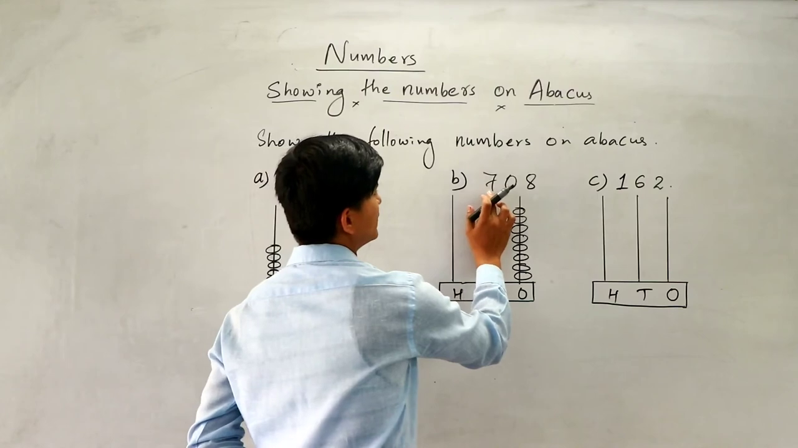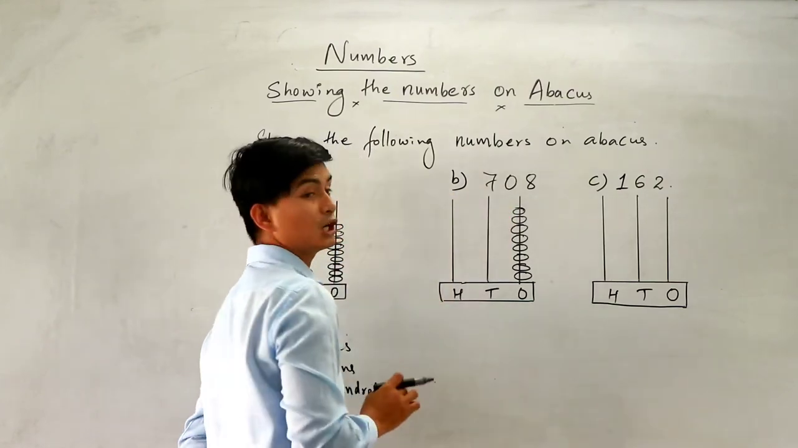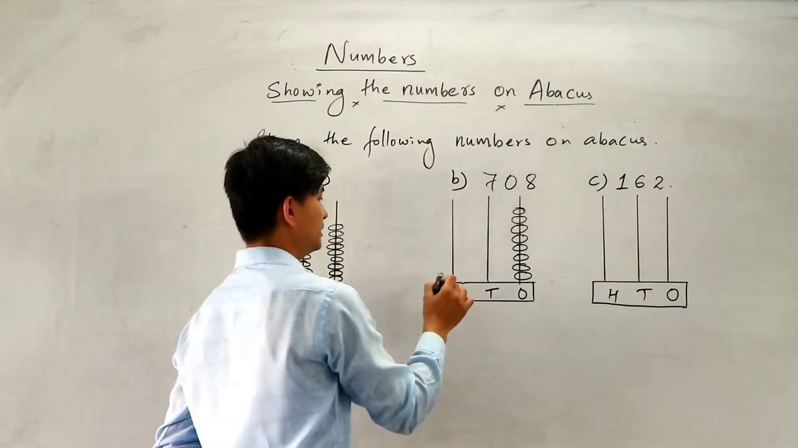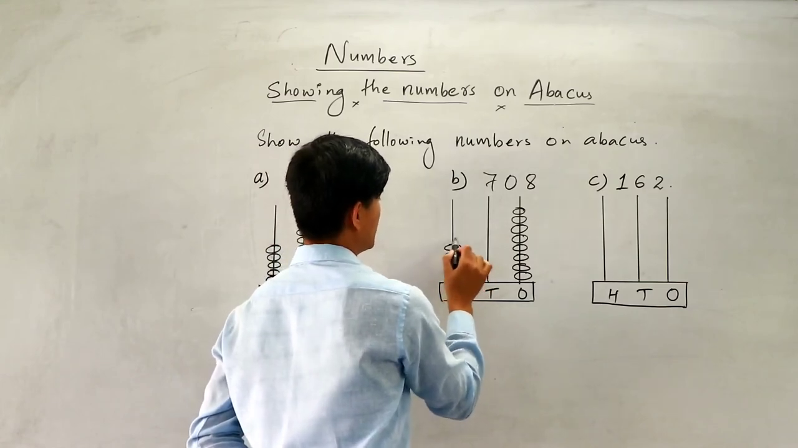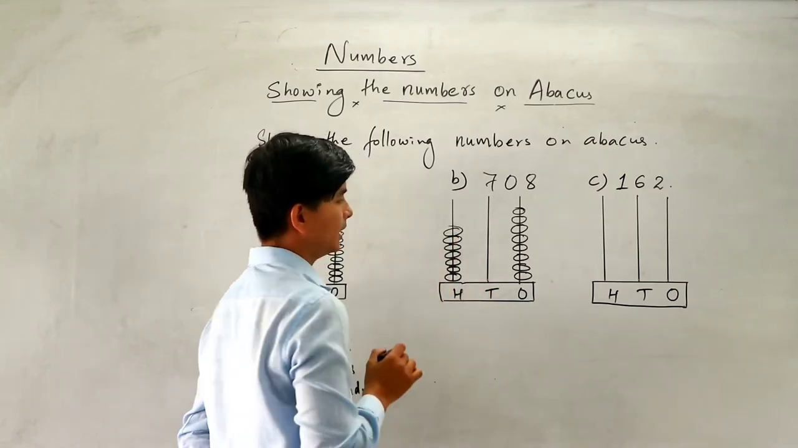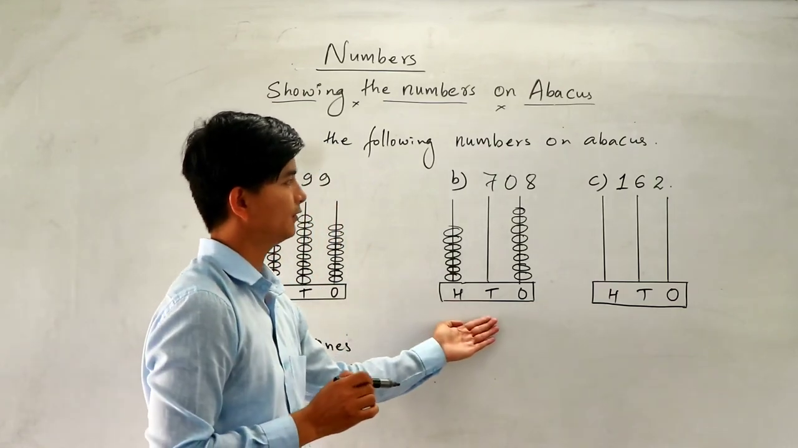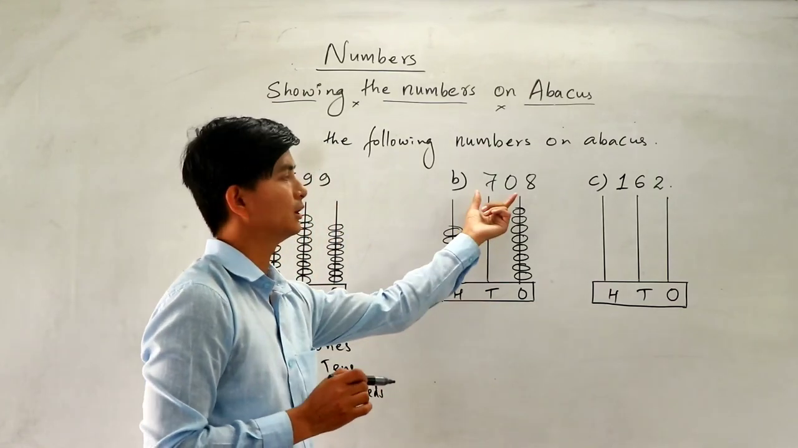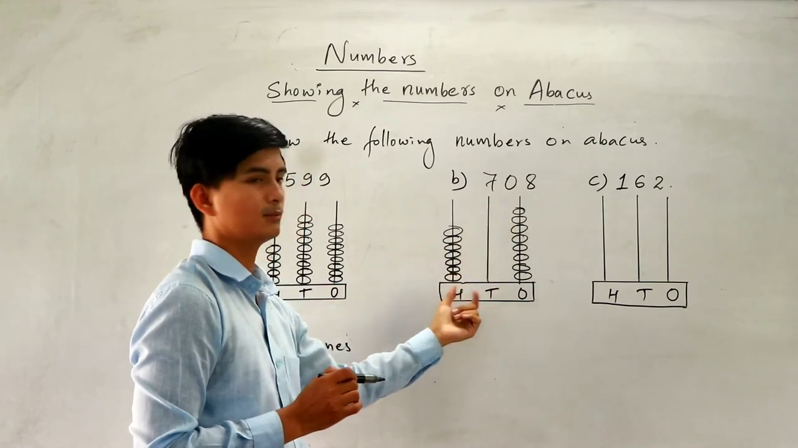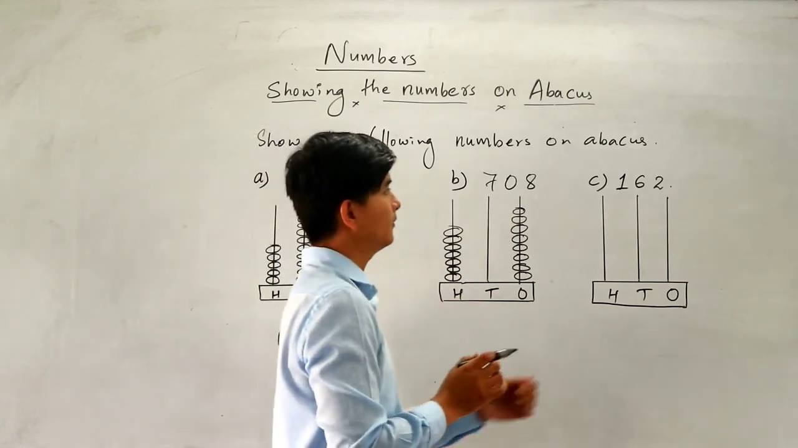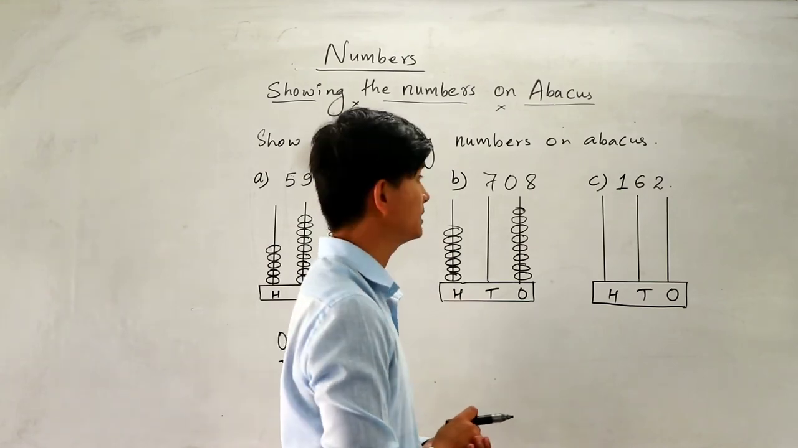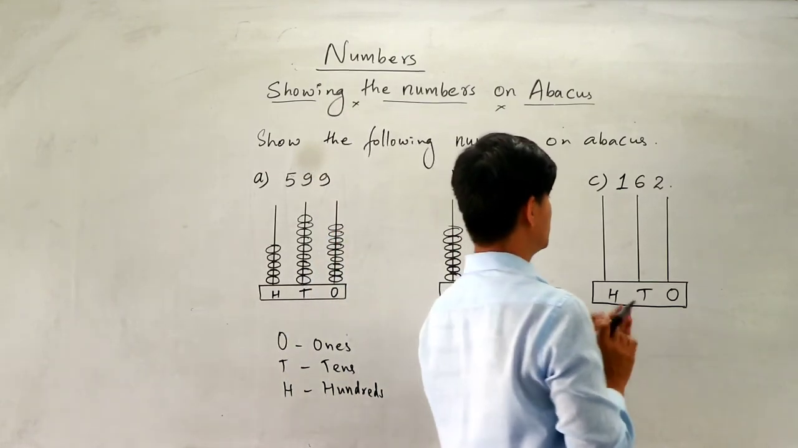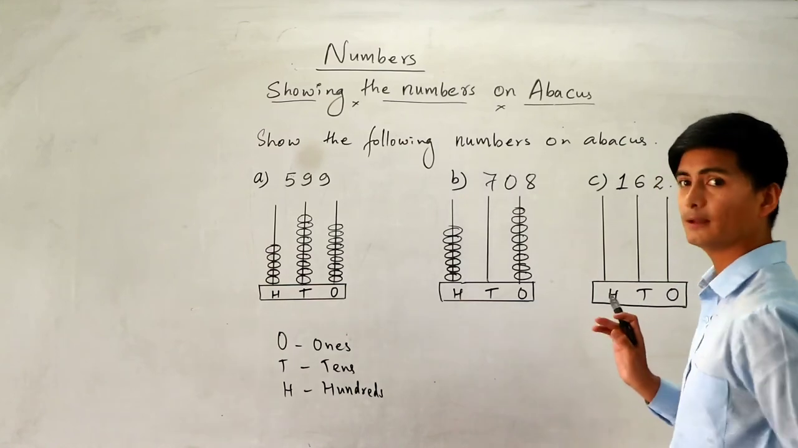Now move to next. Here it is 7 in 100 place, so 7 means we have to put here 7 bits. Okay, so in this way we have to fill up the abacus. The number is already given, so we have to do it like this. Now finally you can see here 162. So 162 put in abacus.